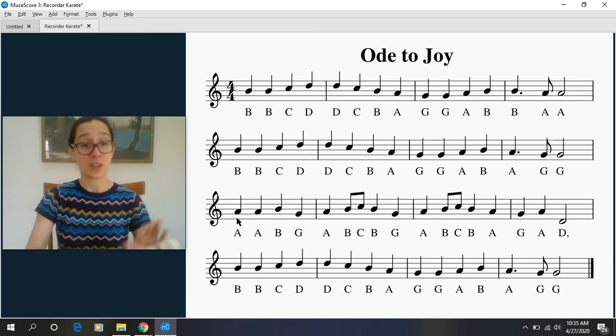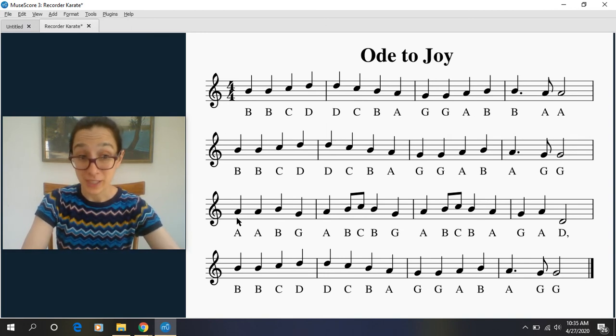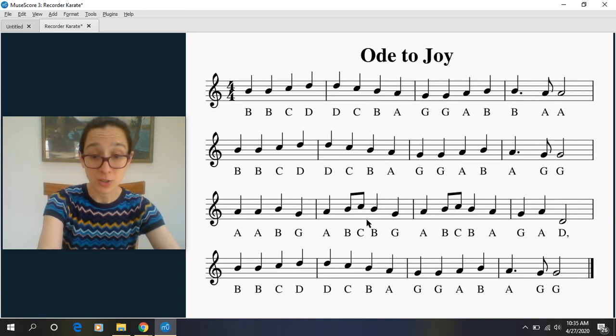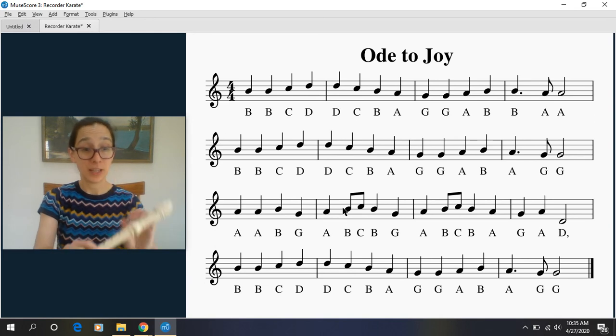Okay, so there's the third line. Don't get discouraged if you can't play it yet. Ode to Joy is the black belt for a reason. That third line is tricky. It's going to take your fingers a while to get it. Practice it slow. Practice just these little parts over and over like I did here with going from B to C, and you'll get it.